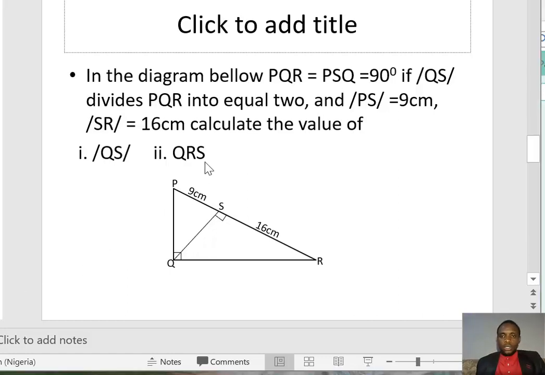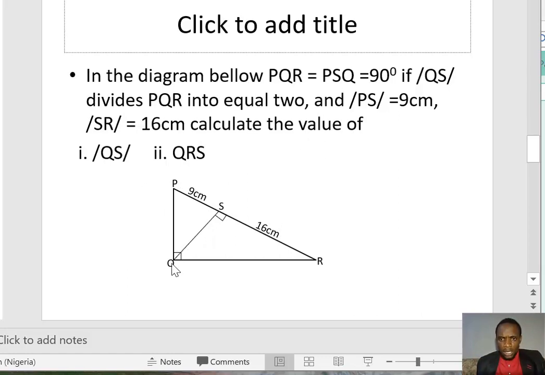So let's look at this question. In the diagram below, angle PQR equals angle PSQ. PQR, that is this angle, and this angle, they are equal. They are 90 degrees. If the line QS divides angle PQR, this 90 degrees, into two equal parts, and PS is 9 centimeter, you can see it. SR is 16 centimeter. Calculate the value of QS.